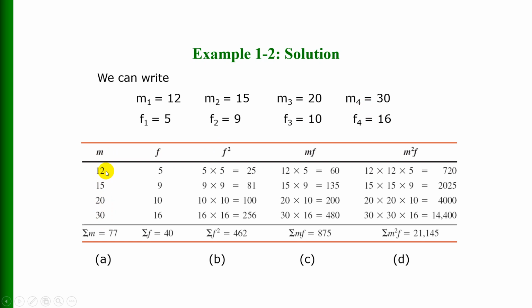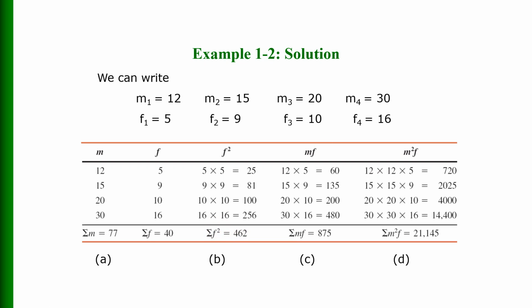So the m values are there. If we sum these values, we get summation m, and that is equal to 77. The sum of f is equal to 40. For f square, we square each f: 5 multiplied by 5, then 9 multiplied by 9, then 10 multiplied by 10, then 16 multiplied by 16. 5 into 5 is equal to 25, 9 square is equal to 81, 10 square is equal to 100, and 16 square is equal to 256. If we sum up these values, we get summation f square, and that is equal to 465.